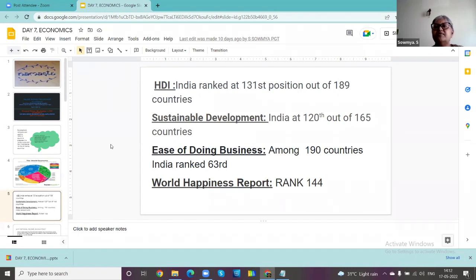So HDI, I thought I would just highlight the recent one. India occupies the 131st position out of 189 countries. And in case of sustainable development, India stands 120 out of 165. Most of these are statistics taken from the World Development Report and so on. Again, that's another thing we should tell the children. Nowadays, they all have these gadgets in their hand, so they Google up and they find out something.